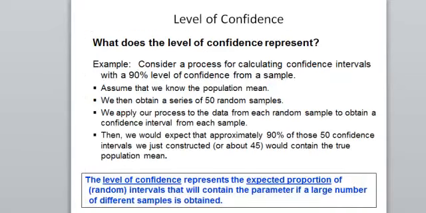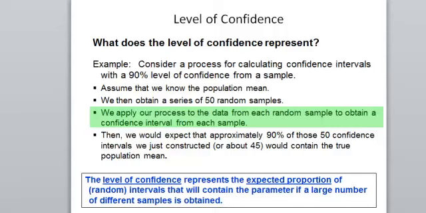Now I've already talked about this, but this is such an important point, so I'm going to go over it again. What does the level of confidence really represent? Well, let's consider a process for calculating a confidence interval with a 90% level of confidence from a sample. Assume we know the population mean. So this is just a way to show what's going to go on with confidence intervals. We then obtain a series of 50 random samples. From those 50 random samples, we calculate 50 sample means, and we construct 50 90% confidence intervals.